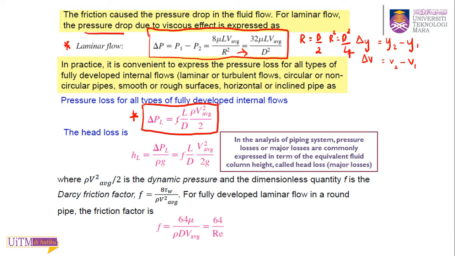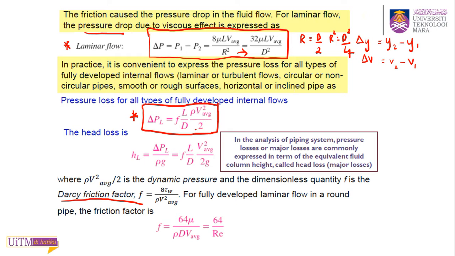And what is the equation? It is F, the friction factor or Darcy friction factor, times the length of the pipe L over the diameter of the pipe D, times rho, the density of the fluid, times the average velocity squared, over 2. This is the equation that we use to calculate the pressure loss.